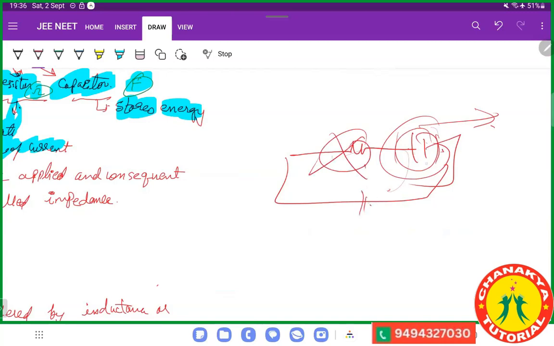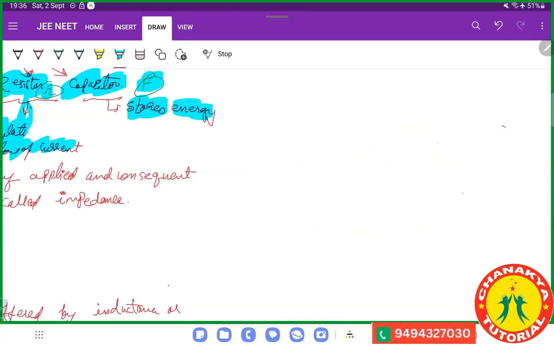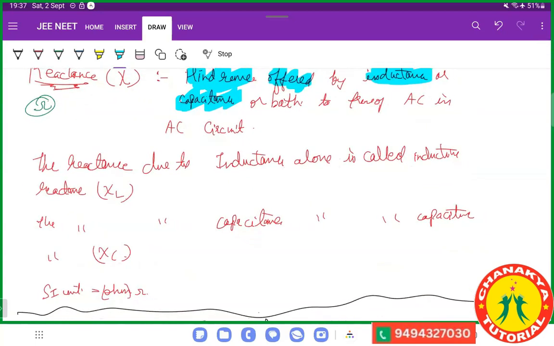We cannot use them together. So for using them together, we have one more term called reactance. Reactance means hindrance, the same as resistance, offered by inductance and capacitance or both. If it is inductance, it is called inductive reactance. If it is capacitance, it is called capacitive reactance. Those things we will study in the next classes. Maybe tomorrow we'll have class. I'll post in the morning according to the timing.